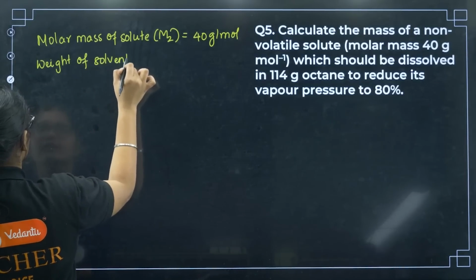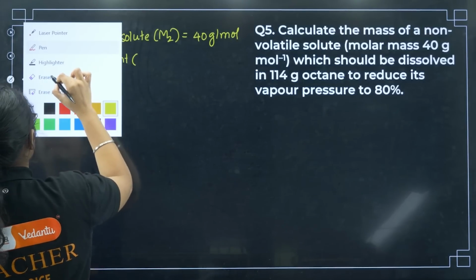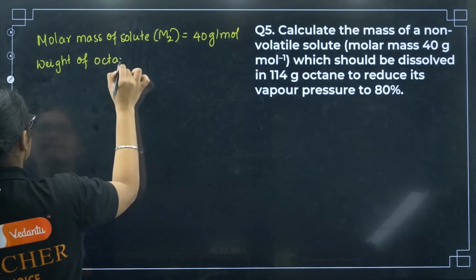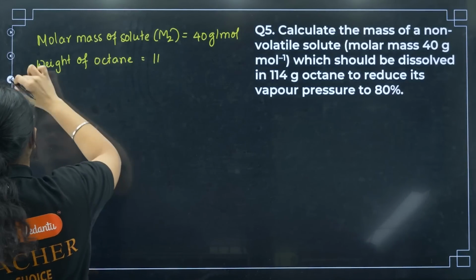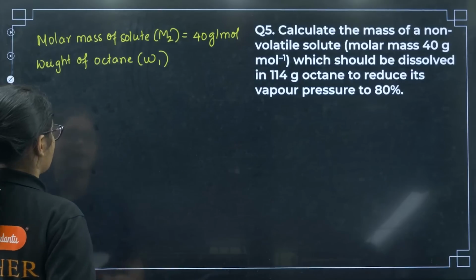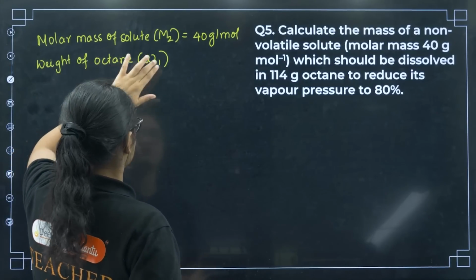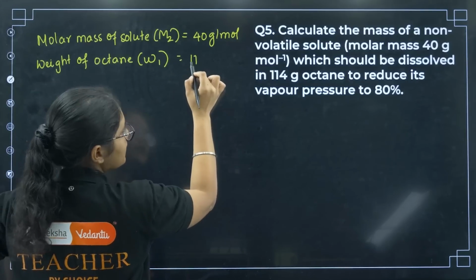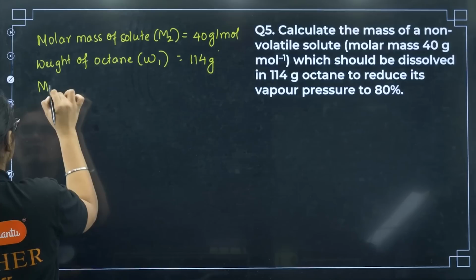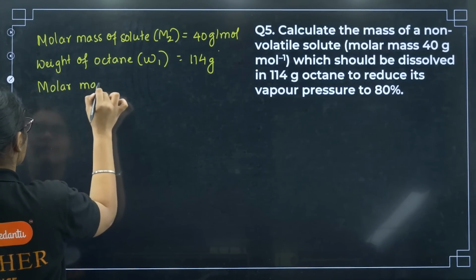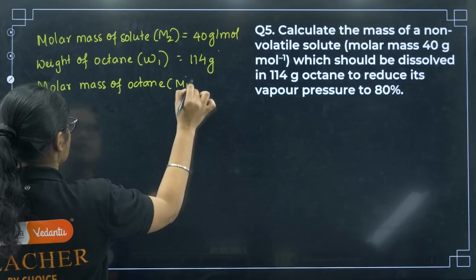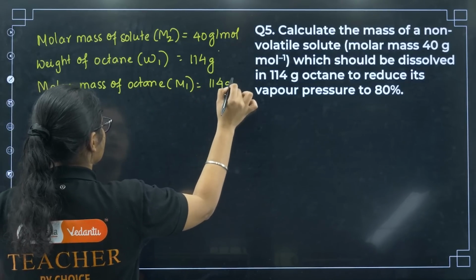So weight of solvent, which is your octane, you can just write down weight of octane. Okay, and this is 1, and you also have to denote a number here, so that while putting in the formula you don't have to write at that time. So weight of octane I am denoting as W1, that is 114 gram. Okay, next molar mass of octane, again this is the same thing. If you calculate, you will get it is 114 gram per mole.